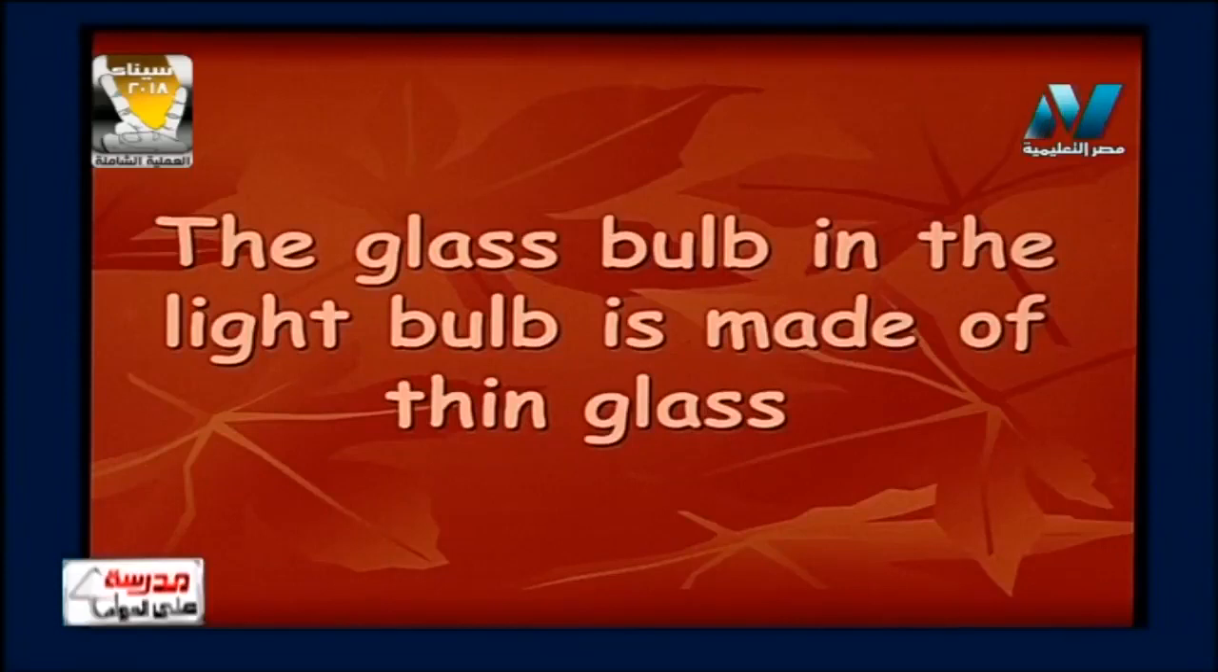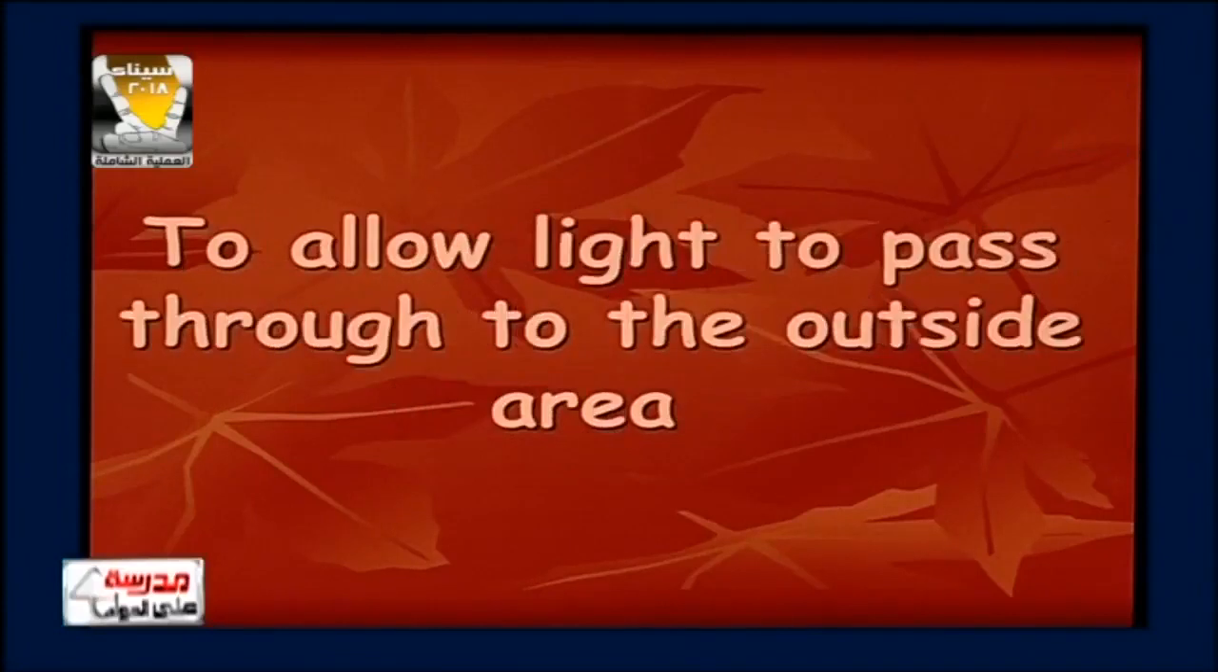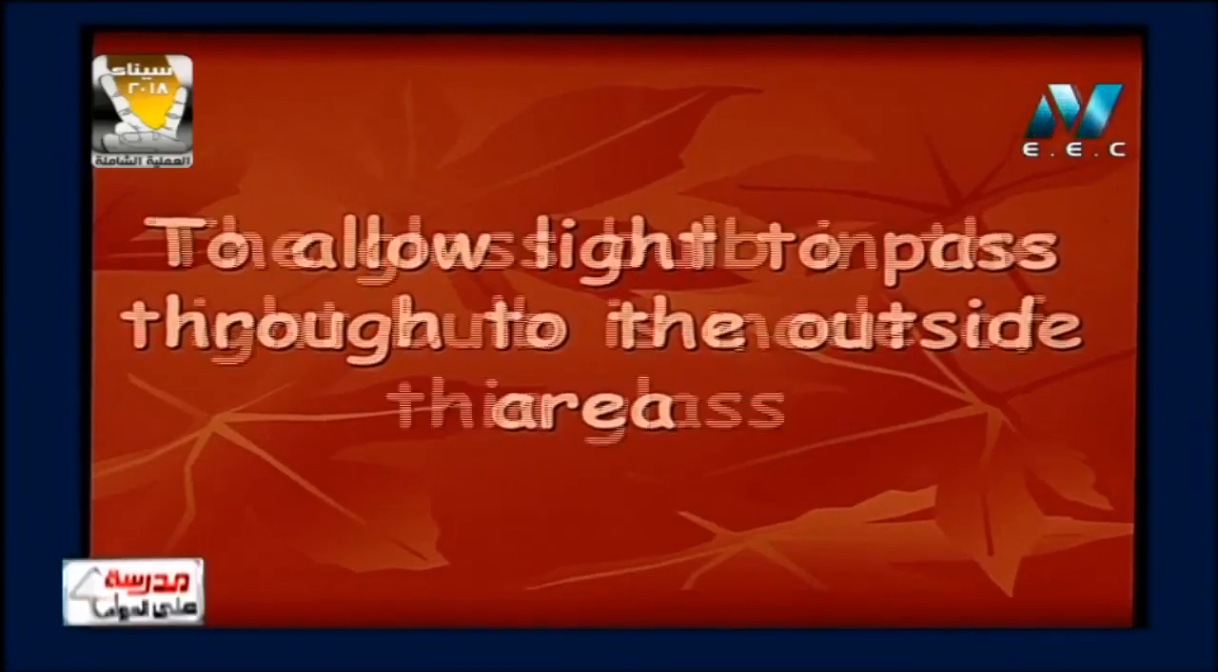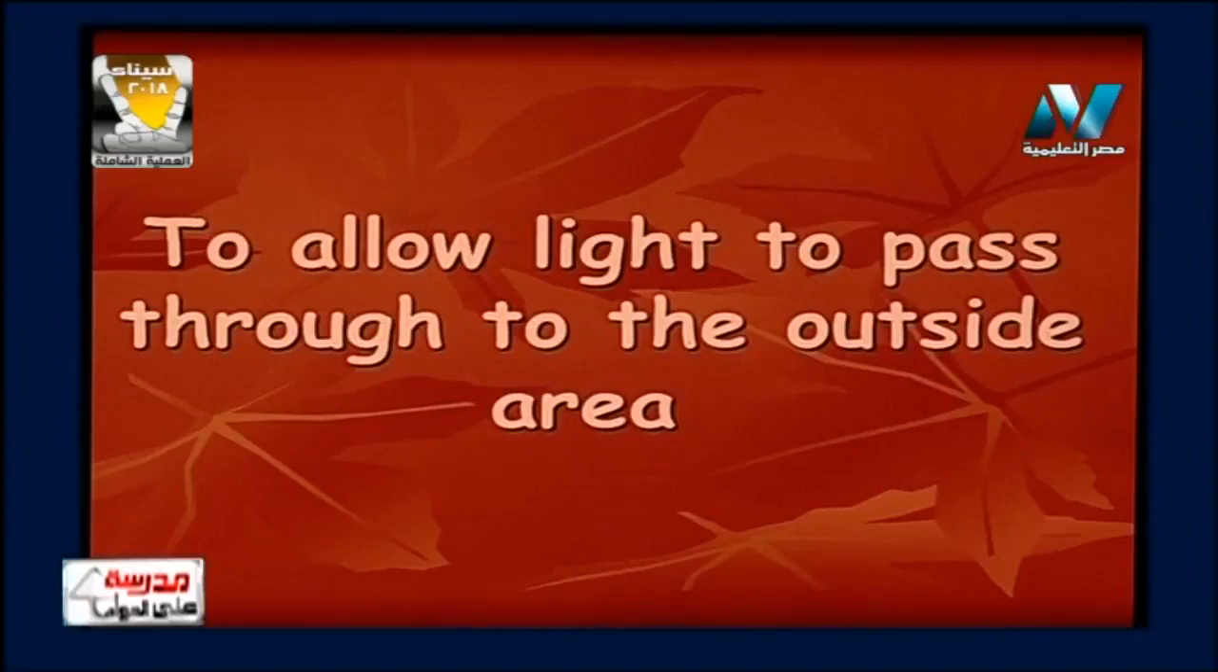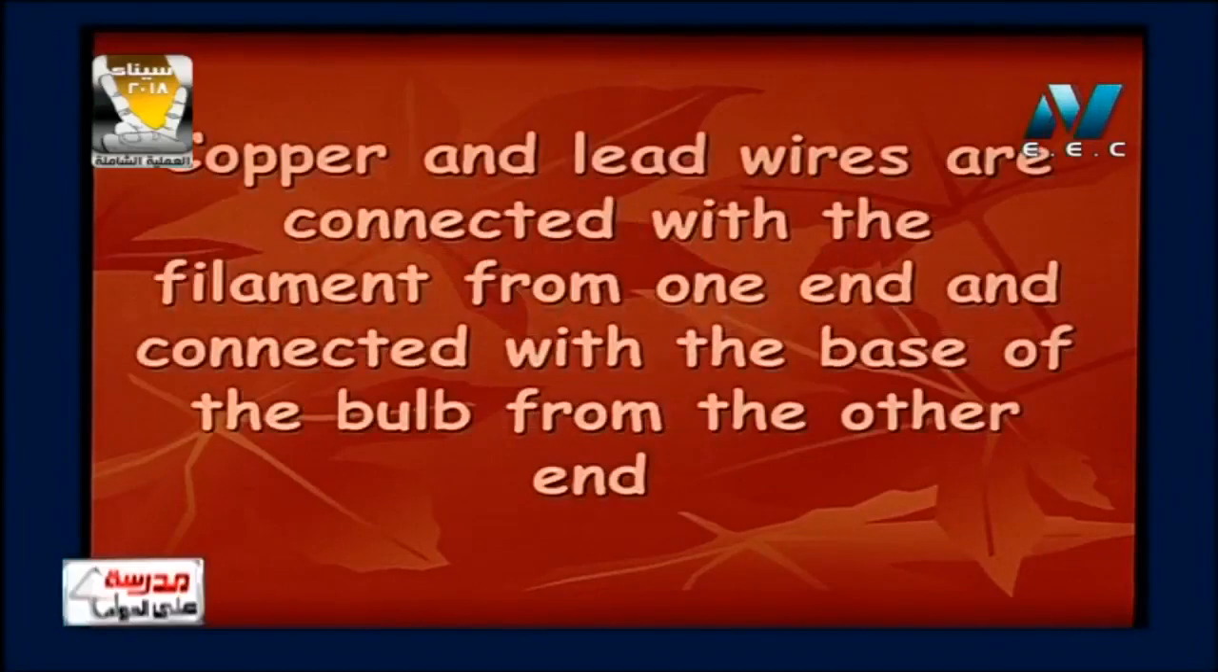The glass bulb of a light bulb is made of thin glass. ليه الجلاس bulb مصنوعه من thin glass او زجاج رقيق to allow light to pass through to the outside area عشان تسمح لللايت انه يخرج للمنطقه المحيطه. يبقى لازم يكون الجلاس bulb made of thin glass مصنوع من زجاج رقيق. Why? Because to allow light to pass through to the outside area عشان تسمح لللايت انه يخرج خارج الزجاج.